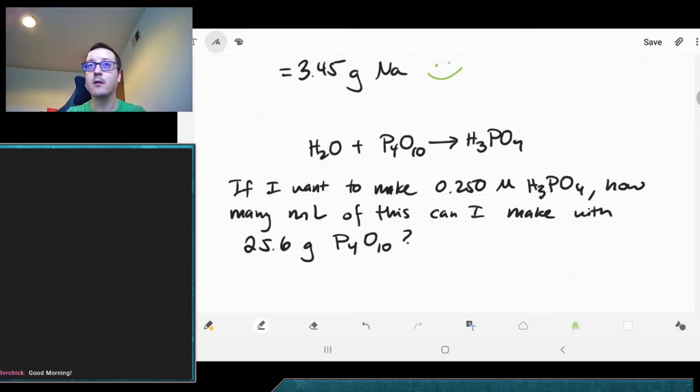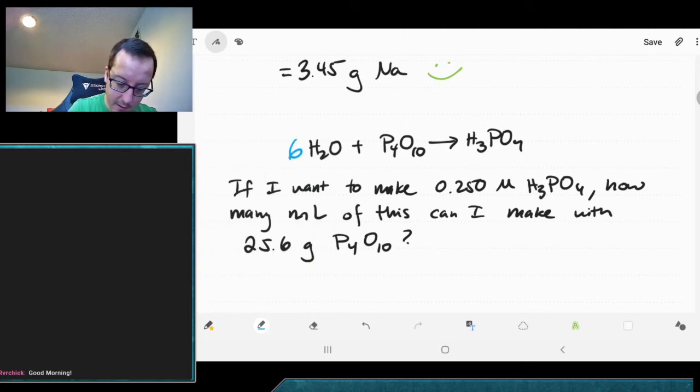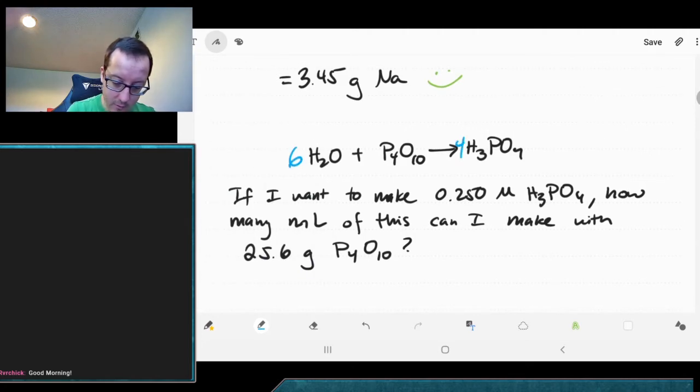Let me go look up its elements real quick. Alrighty, so if we do this, okay, there it is. Oh, I didn't balance this for you guys, did I? We do get 6 and 4. Yes, those are the coefficients for that.